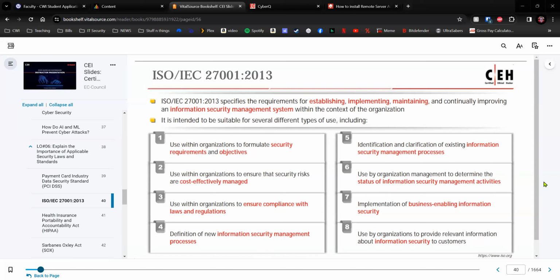Use within organizations to ensure that security risks are cost effectively managed. Use within organizations to ensure compliance with laws and regulations. Definition of new information security management processes. Identification and clarification of existing information security management processes. Use by organization management to determine the status of information security management activities. Supplementation of business enabling information security, and use by organizations to provide relevant information about information security to customers.